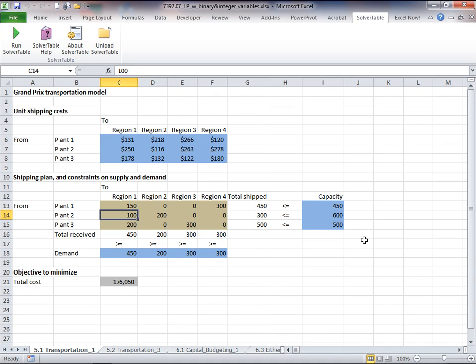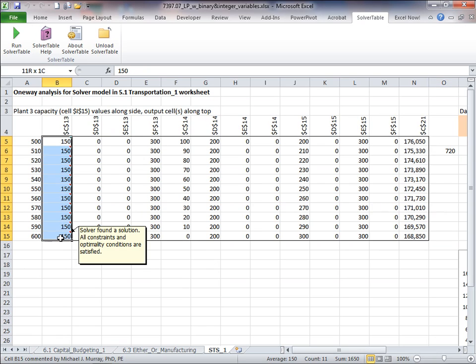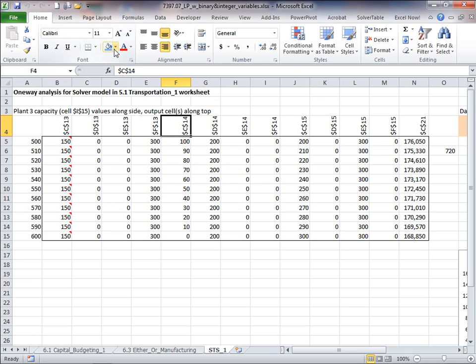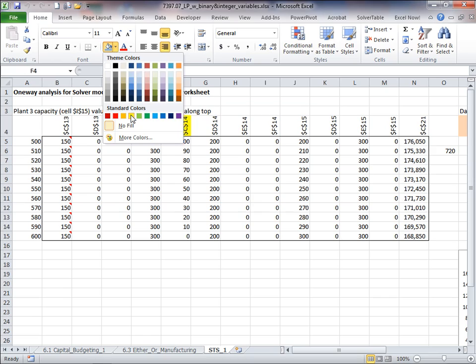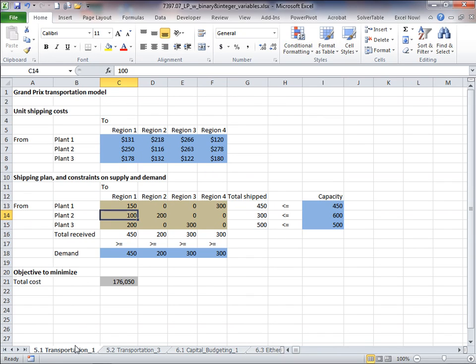And just so that you believe me, we can look at the matrix again, and you can see that these numbers are all the same, these numbers are all the same, these numbers are all the same, and these numbers are all the same. The only thing that changed was C14. I'll go ahead and highlight it. The only numbers that changed were C14 and C15. And when I go back and look at those, there's C14, there's C15.